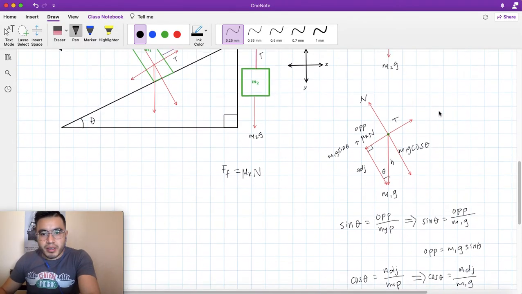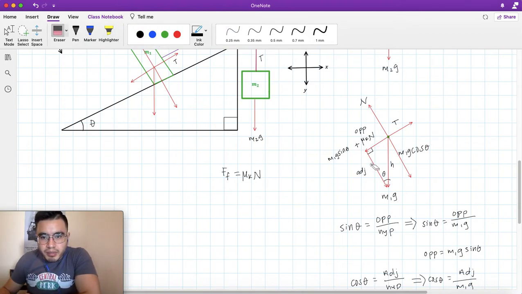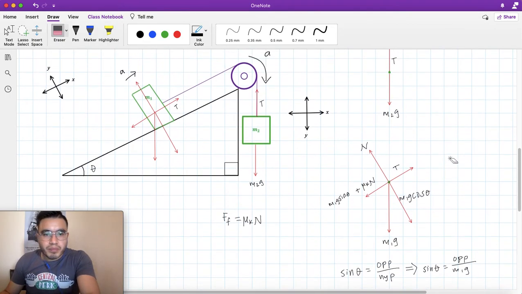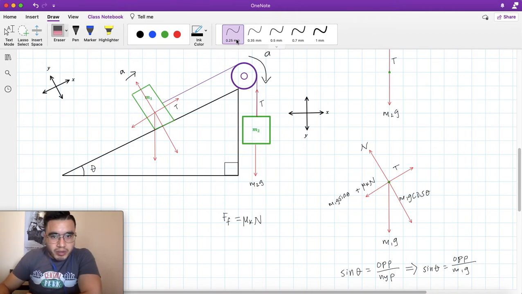And now I can clean this up. I need this, I don't need this. There you go. Now I'm going to label my drawing. So this is the weight of mass 1. This is m1g cosine theta.